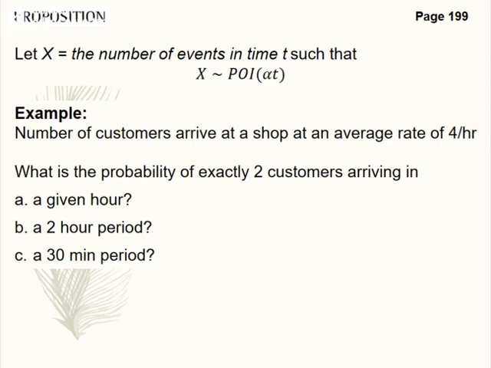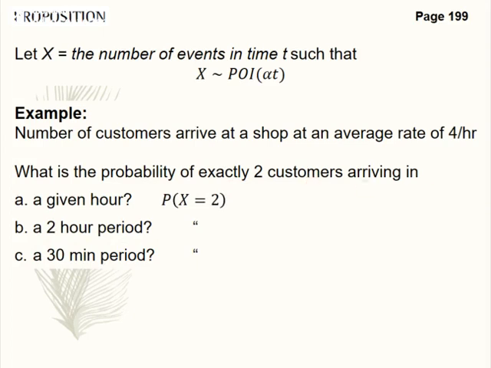So just put back in your chapter 3 brain. One of the questions you could have been asked is what is the probability of exactly two customers arriving in, let's say, a given hour or a 2 hour period or 30-minute period? In all these cases, let's agree that we're asking for x is equal to 2. So it's exactly two customers.